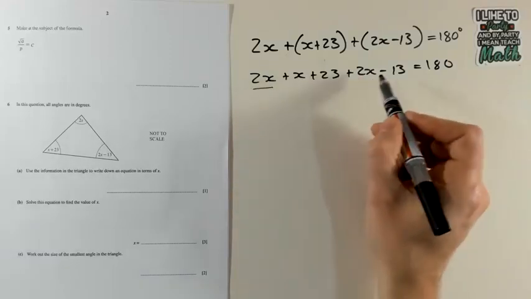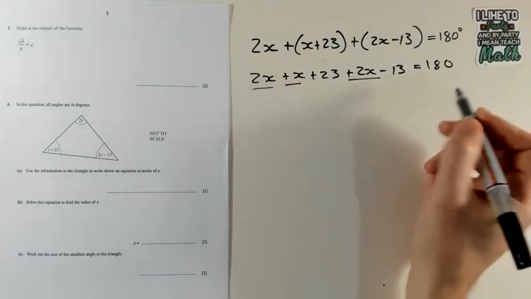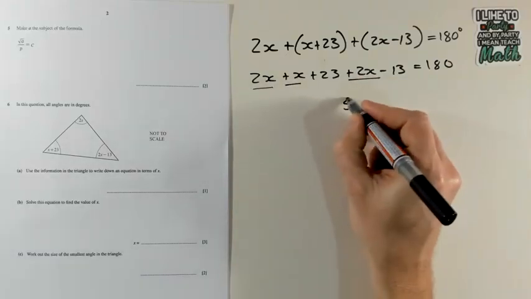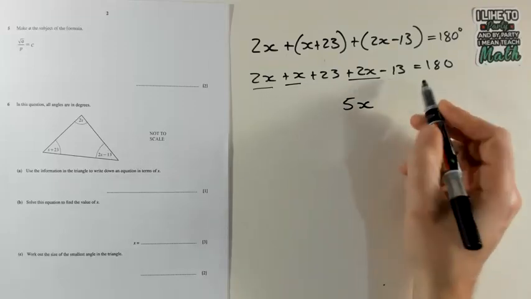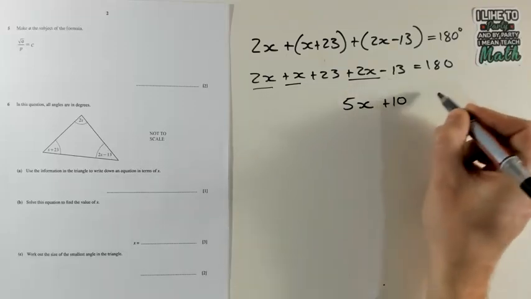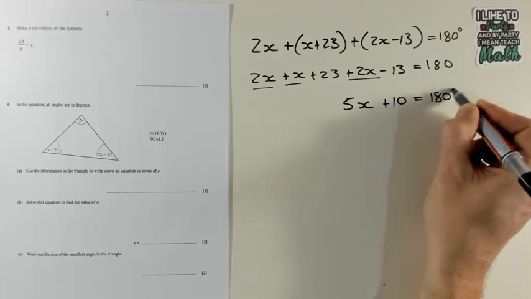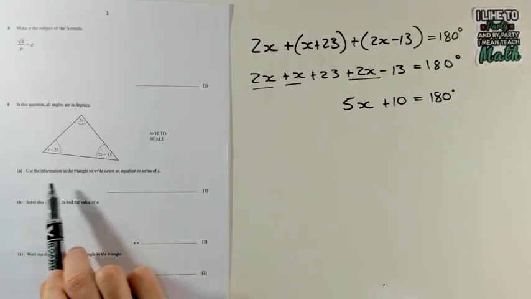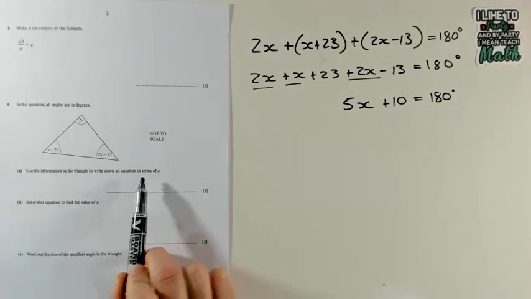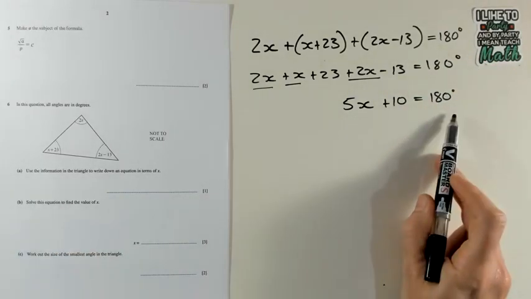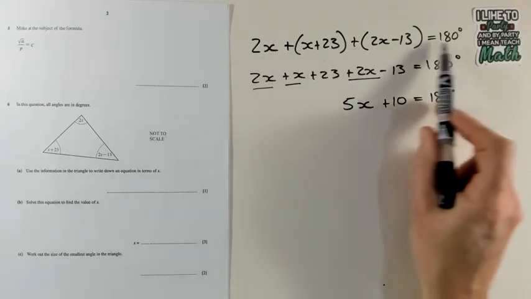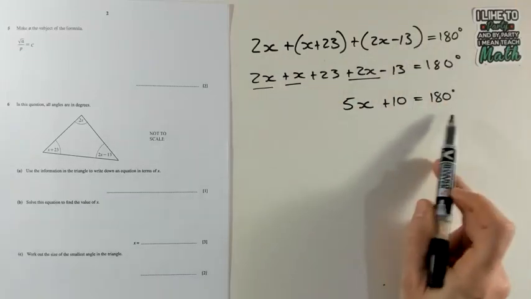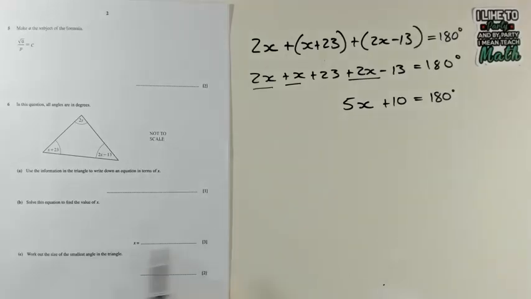So the 2x plus that 2x plus this x, they're all like terms. So I have 5x, and then the 23 minus 13 is plus 10, equal to 180 degrees. Write down an equation in terms of x. I think I would have just left it like this. I think this is good enough as an equation, but this is just nicely cleaned up.